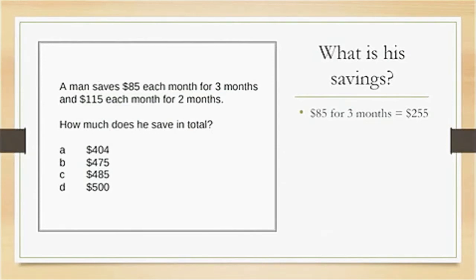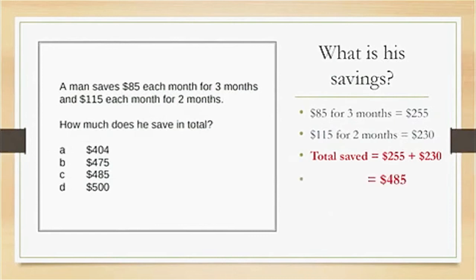But is that all that he was doing? No. He also saved $115 for 2 months. So you can choose to add those or multiply 115 by 2. Your answer would be 230. Now they ask you for the total. That means you're going to have to combine everything. So 255 plus 230 would give us $485. So this man would have saved $485 for those months that he was saving.